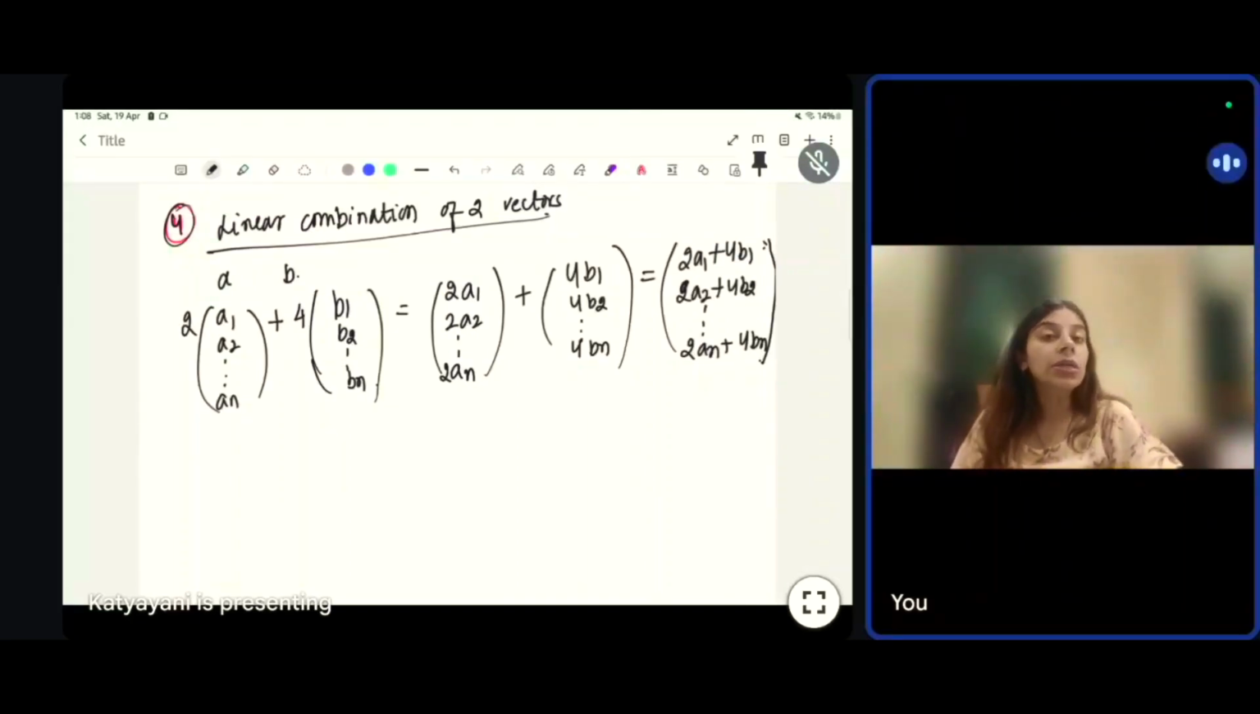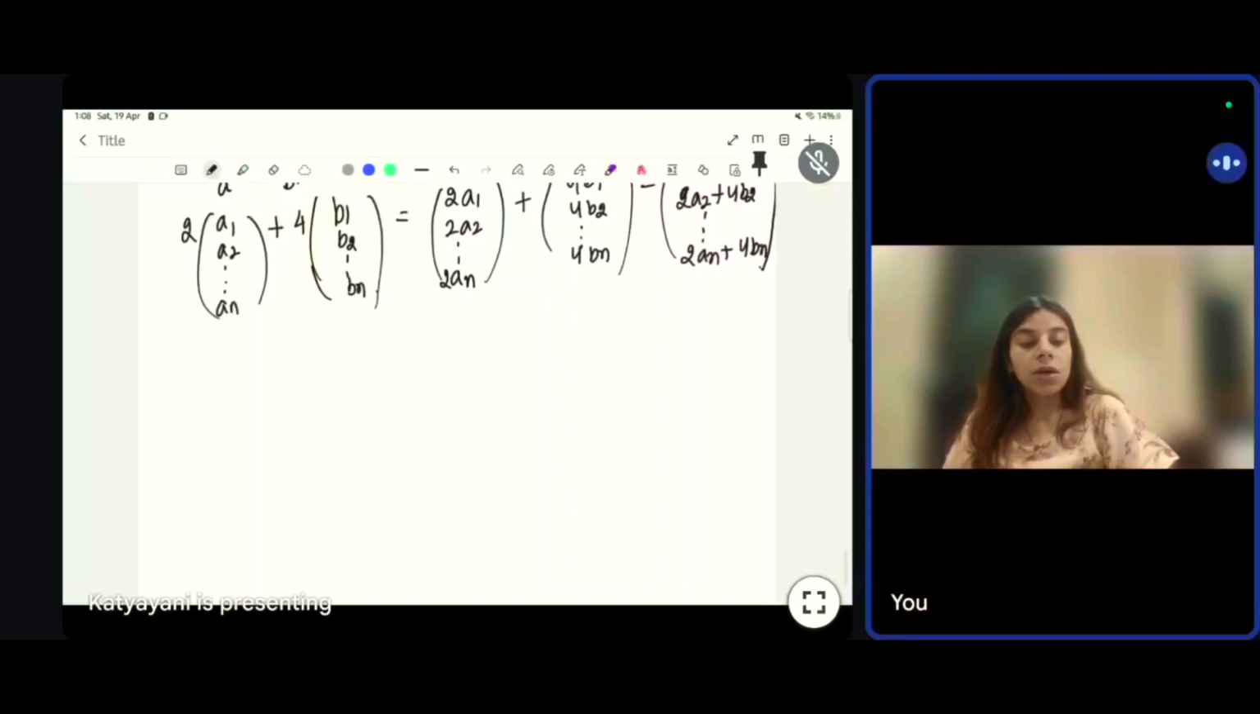Why do we call it linear? Because I'm not taking the vector to a power, right? I'm just keeping the power of the vector as one. So this is a linear combination of two vectors, right? Again, you can show it graphically. First you will scale up the vector and then you will add those two scaled up vectors, and then you will be able to show it geometrically, right?